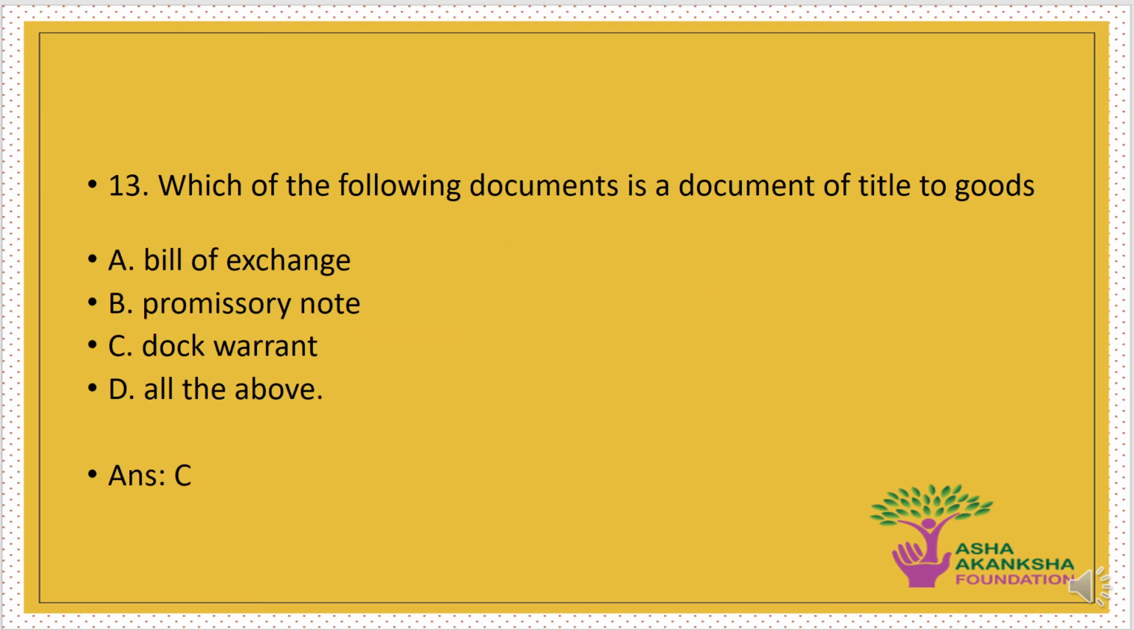The next question is: which of the following documents is a document of title to goods? Options are A. Bill of exchange, B. Promissory note, C. Dock warrant, or D. All of the above. The correct answer to this question is option C, that is, dock warrant is a document of title to goods.